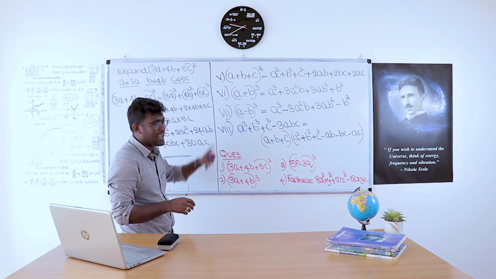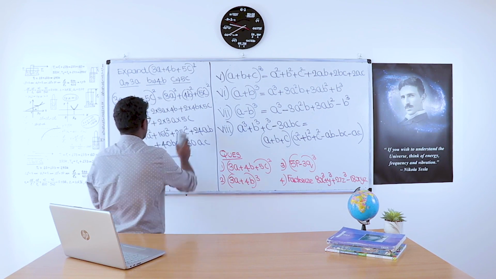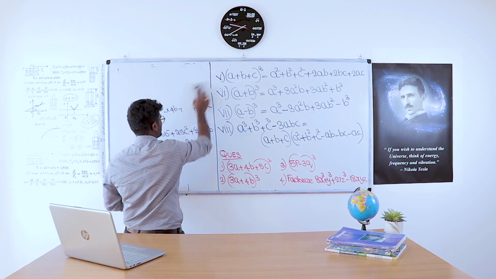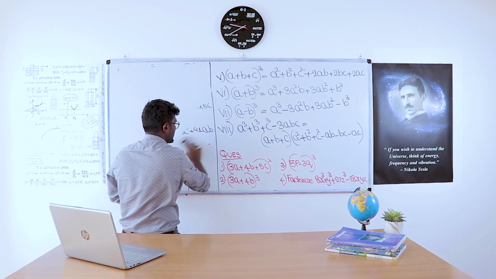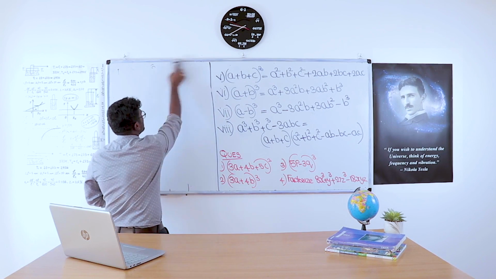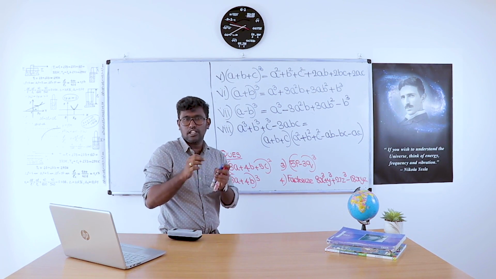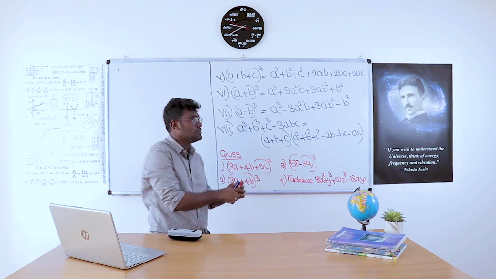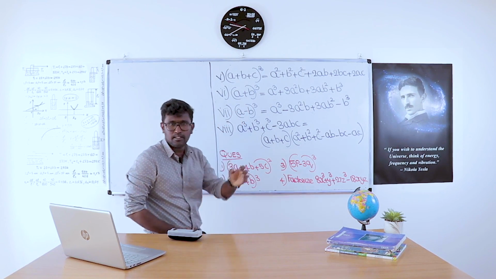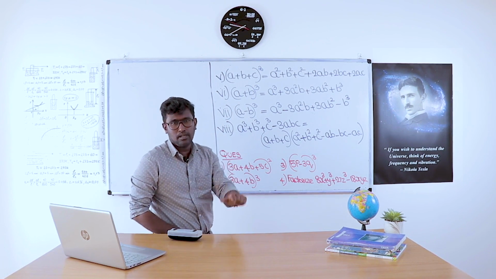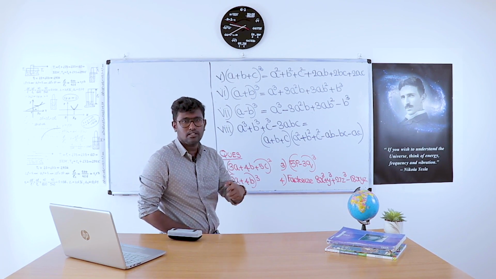So that's all about identity 5. Now moving to identity 6. What is identity 6? Identity 6 is that (a plus b) the whole cube equals a cube plus 3a square b plus 3ab square plus b cube. So that is identity 6: (a plus b) the whole cube equals a cube plus 3a square b plus 3ab square plus b cube.